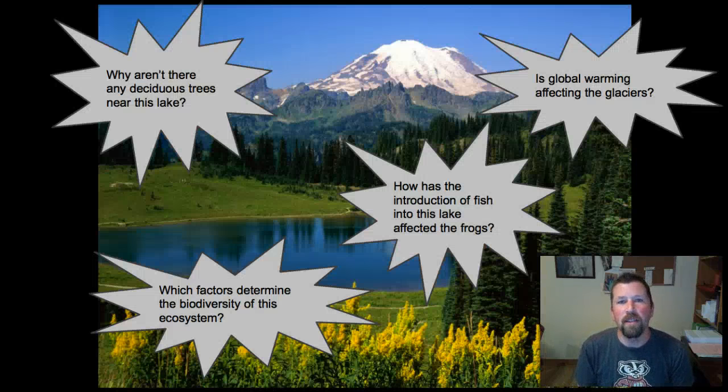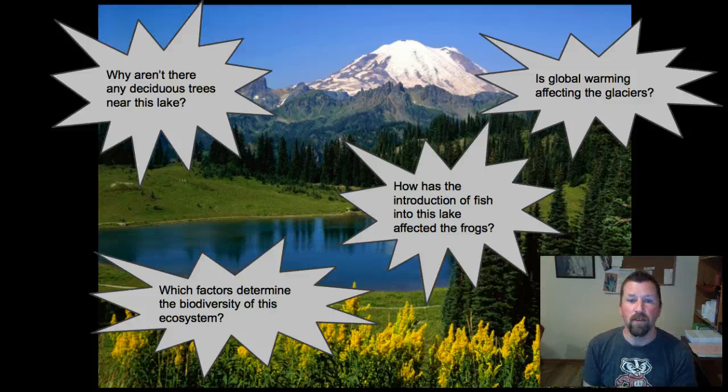Scientists are always interested in what's going on in the natural world and in developing explanations for those phenomena. They do this by asking questions. So here's a whole variety of them. Looking at this picture, like why aren't there any deciduous trees near this lake? Or how has the introduction of fish into this lake affected the frogs? Is global warming affecting the glaciers? And so forth. There's thousands of different questions we could ask just looking at this scene.